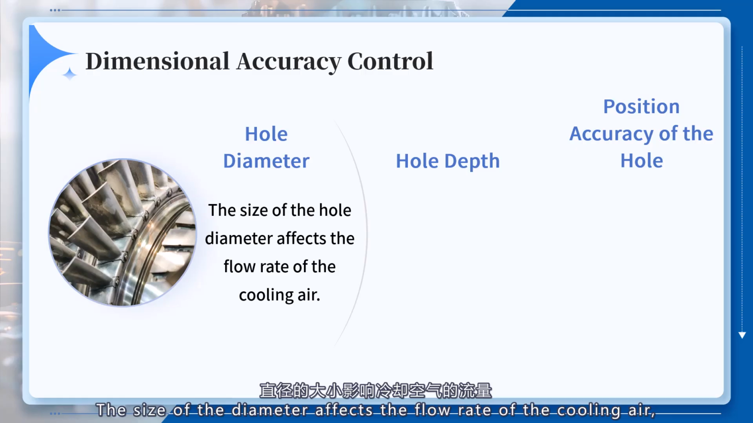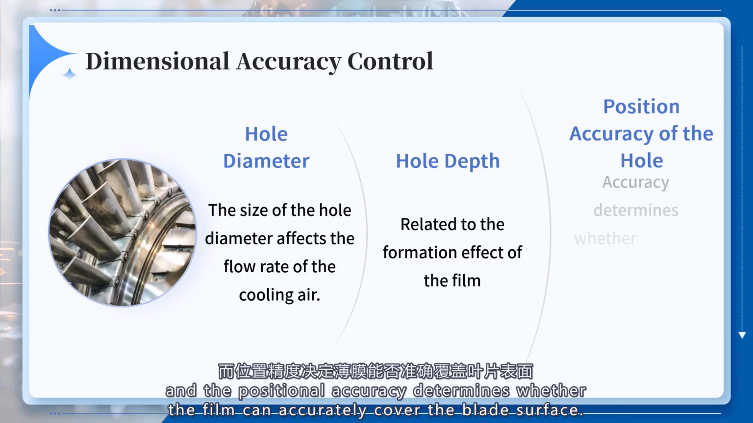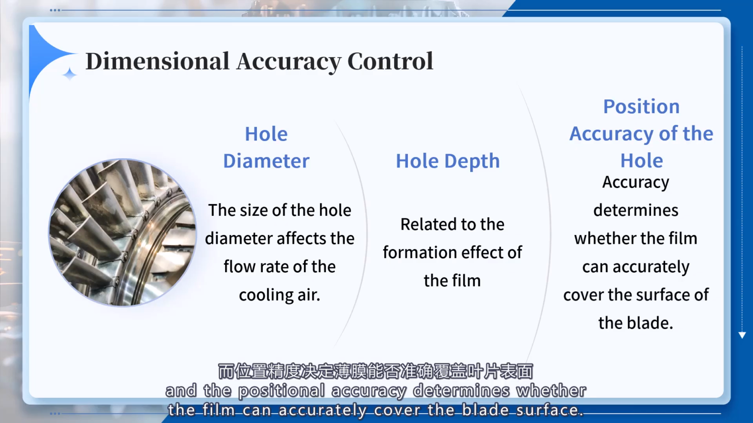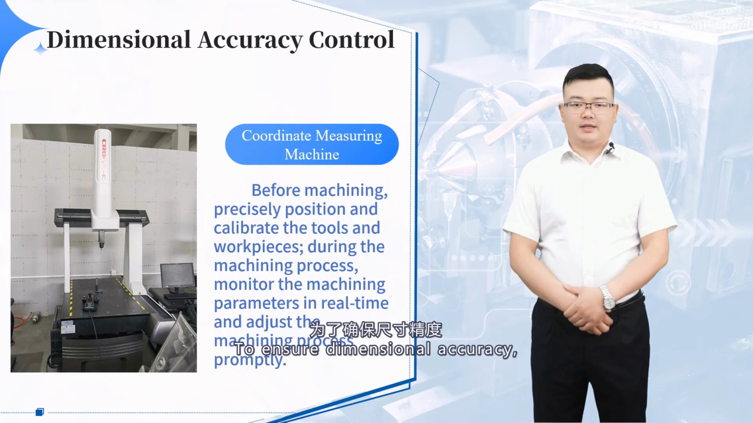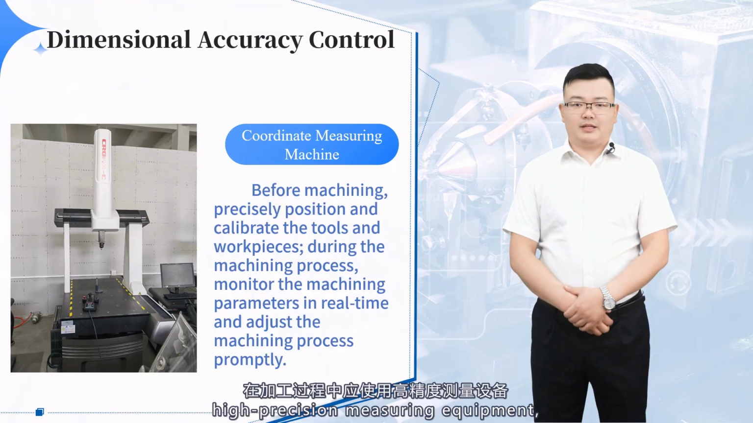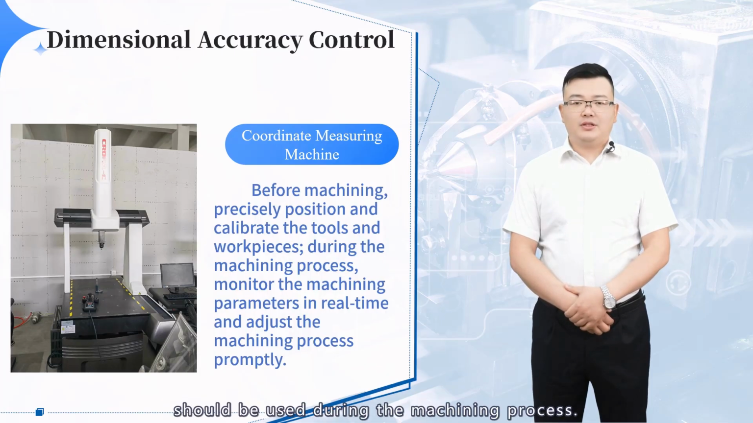The size of the diameter affects the flow rate of the cooling air. The depth is related to the effectiveness of film formation, and the positional accuracy determines whether the film can accurately cover the blade surface. To ensure dimensional accuracy, high-precision measuring equipment, such as a coordinate measuring machine (CMM), should be used during the machining process.